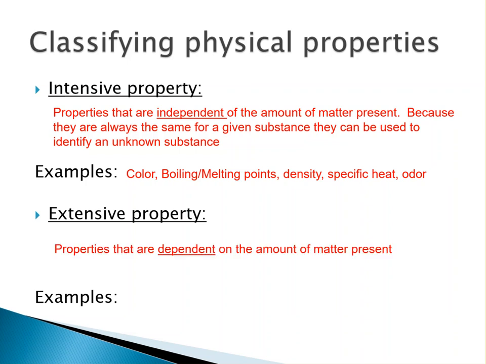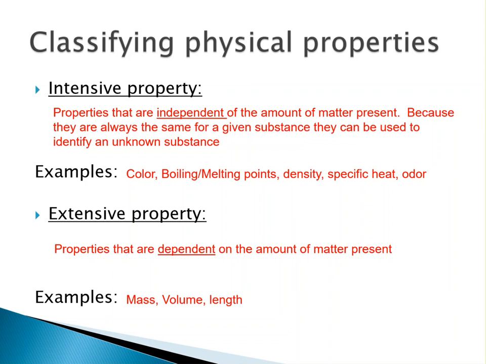Extensive properties are the opposite. They are properties that change as the sample size changes. So think things like mass. If I add more matter, its mass will increase. If I add more matter, its volume will increase. If I add more matter, its length will increase. So the reason why we can use an intensive property to identify something is because we know that that property will always be the same.